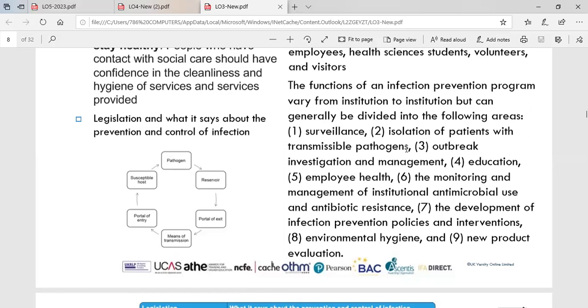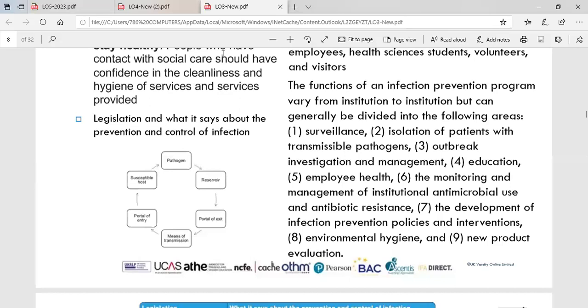Isolation of patients with transmissible pathogens. So that's your second step. You've done your survey and then you're isolating the patients who are most at risk of spreading the infection, obviously limiting the spread of infection, breaking the chain of infection. Outbreak investigation and management is very important. This is whistleblowing. You have to investigate an outbreak, where it happened, how many people were involved, what the agent was, and this is how you will manage it. Education, very important. Communication, as one of you said correctly, is very important so that it prevents other people from contracting the same infection.